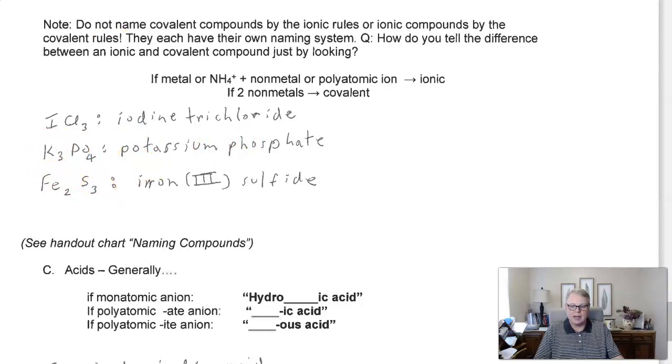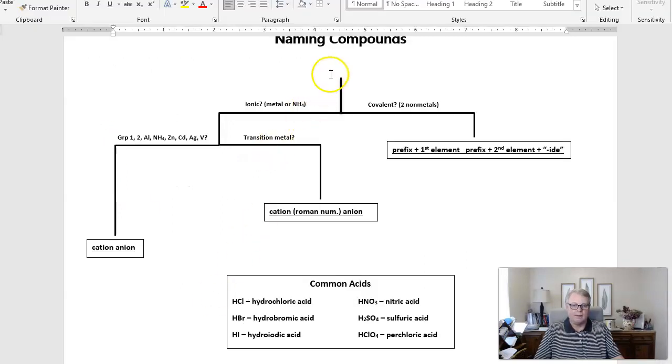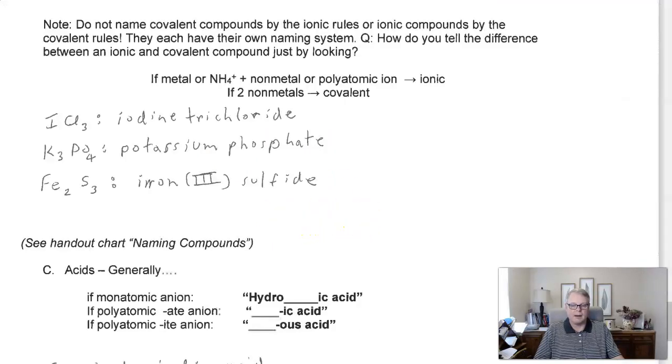Okay, how about Fe2S3? How would I name that? Well, is it ionic or covalent? It's ionic because I've got iron in there, so that's certainly a metal. Is it a transition metal or is it one of these over here? It's a transition metal. So how do I name that? Well, cation, Roman numeral indicating the charge, and then anion. So we go back over here. I know that sulfur forms what? -2. So I've got 3 of those. So 3 times -2 is what? -6.